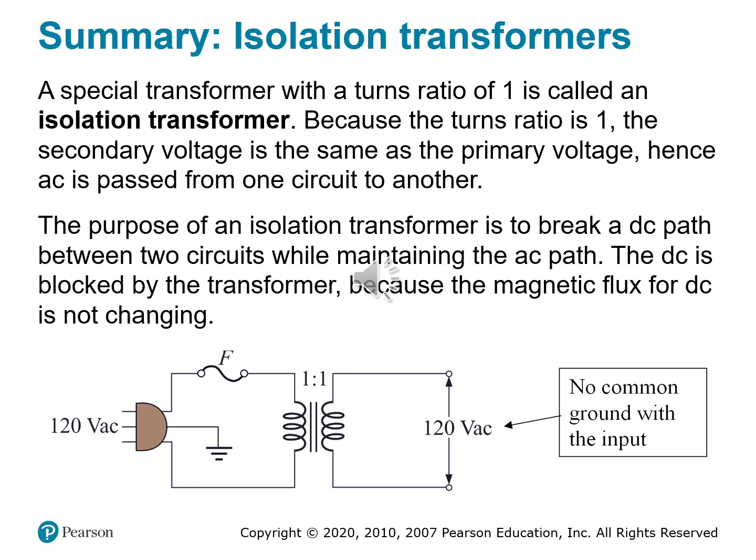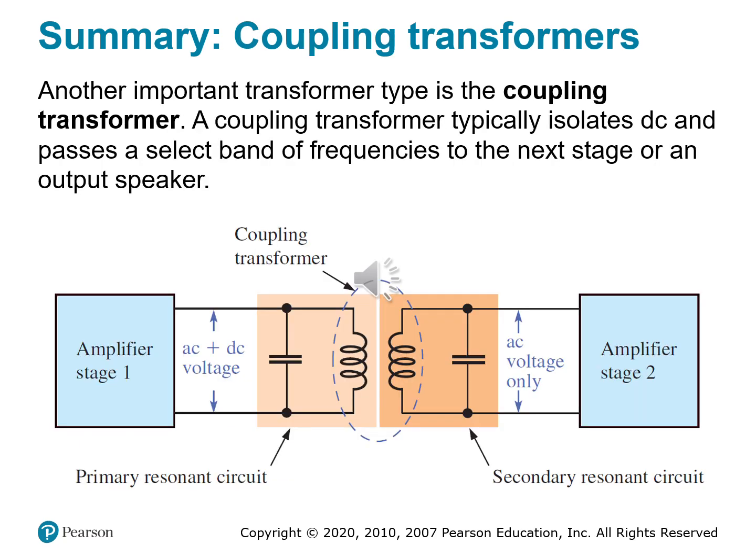Let's go into the next part, which is coupling transformers. And this is where you pass the signal and you block noise. So again, just as a recap, we've seen how transformers can step voltage up, step voltage down, and we've also seen now how they can isolate circuits entirely.